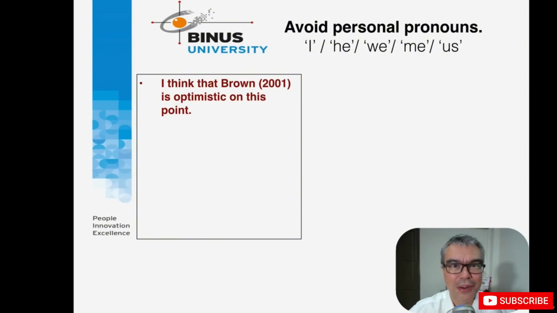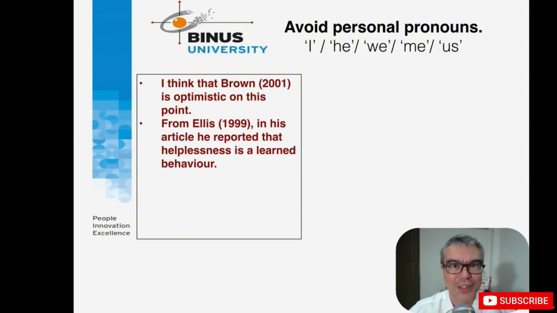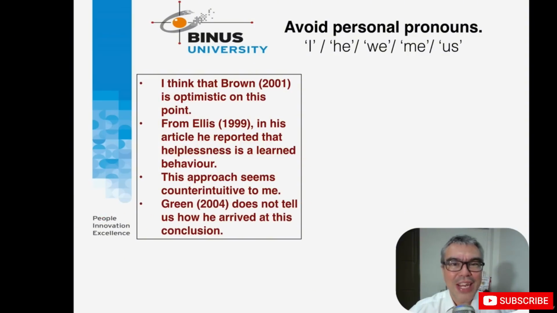I think that Brown is optimistic on this point. From Ellis in his article, he reported that helplessness is a learned behaviour. The approach seems counterintuitive to me. Green does not tell us how he arrived at his conclusion.